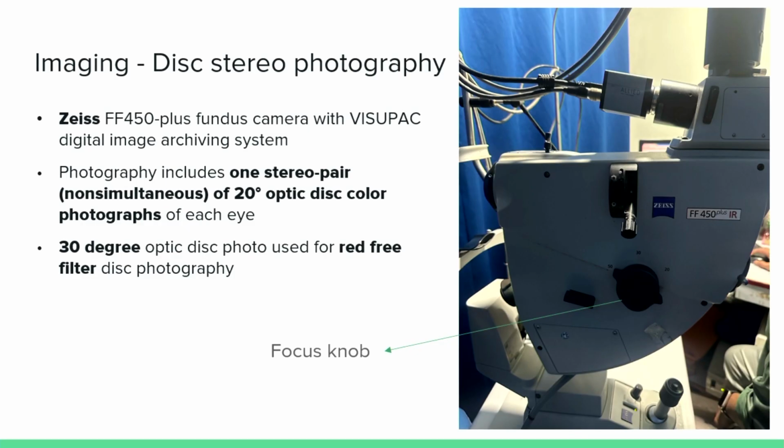Moving on to the imaging, we are discussing disc stereo photography. For disc stereo photography, we use a Zeiss FF450 plus fundus camera. The photography includes taking one stereo pair of optic disc color in 20-degree field view in each eye and another photograph of 30-degree view using a red-free filter. This is a focus knob to adjust the field view. There is 50-degree, 30-degree and a 20-degree.